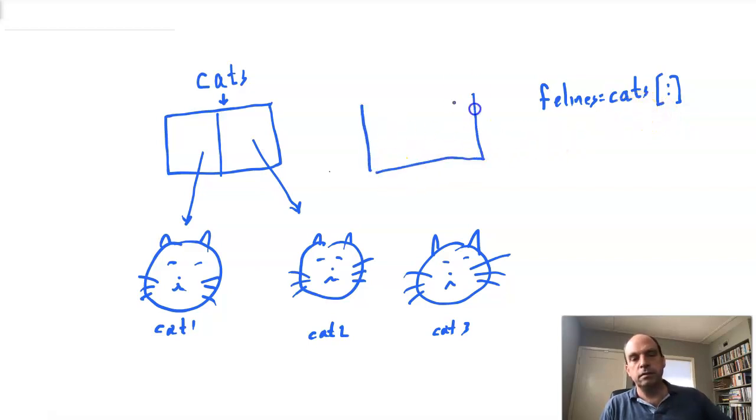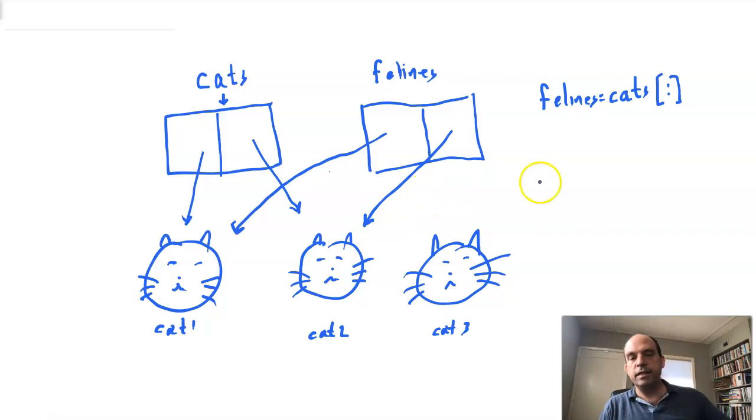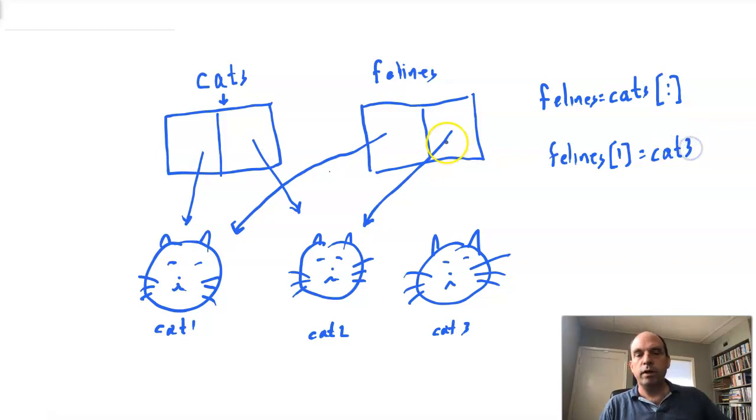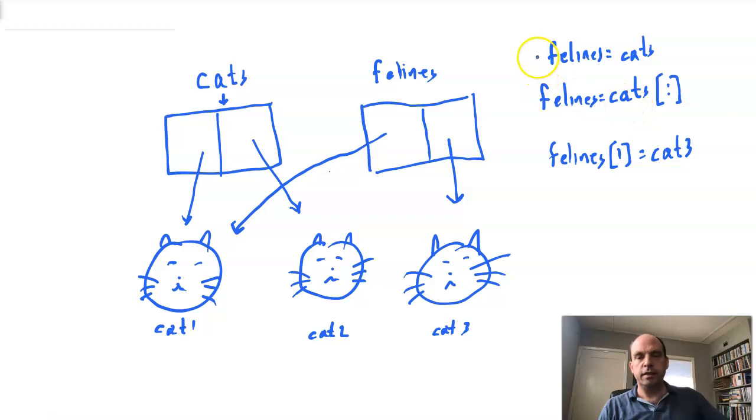We get a new list, and it's set up exactly like the old one, with the same references, but it's a different object. So that if we now say felines[1] = cat3, we're going to move this reference in position 1 of felines to cat3, but we're not going to affect the reference in position 1 of the cats object. So that's great. Fairly easy to understand. There's a difference between creating a new reference to an object and creating a new object. This one can be dangerous if we're not sure why we're doing it.